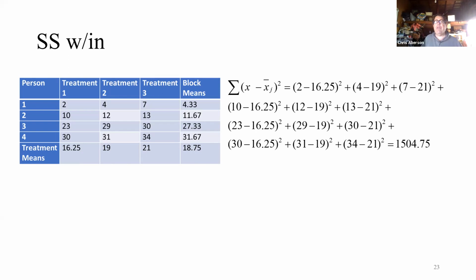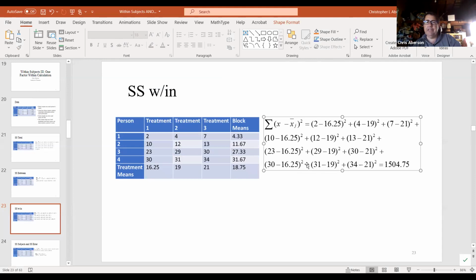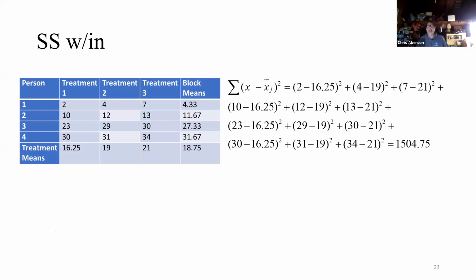All right, sums of square within. Sums of square within, as before, individual scores minus the mean of the group. And you can see what those values are. I think I may have a couple ones off here, if you'll bear with me for a second. 16, 19, and 20. Oh, no, I do not. My bad, I was reading that incorrectly.